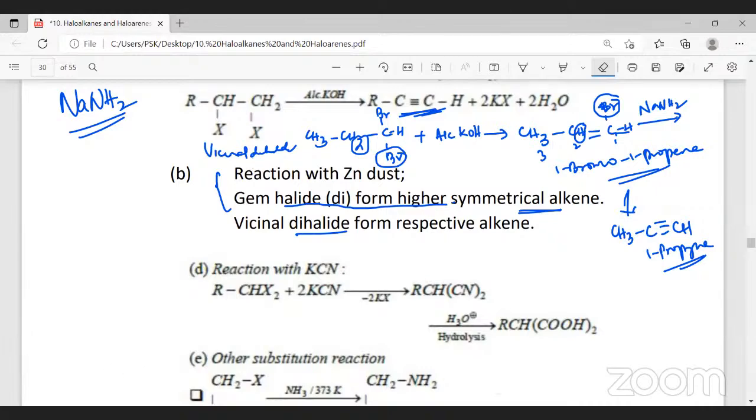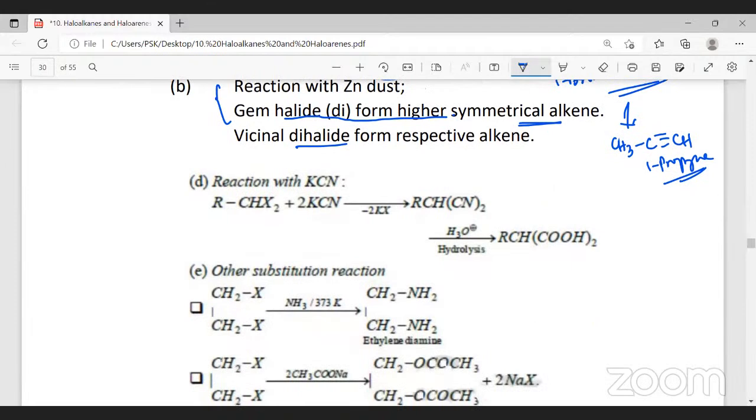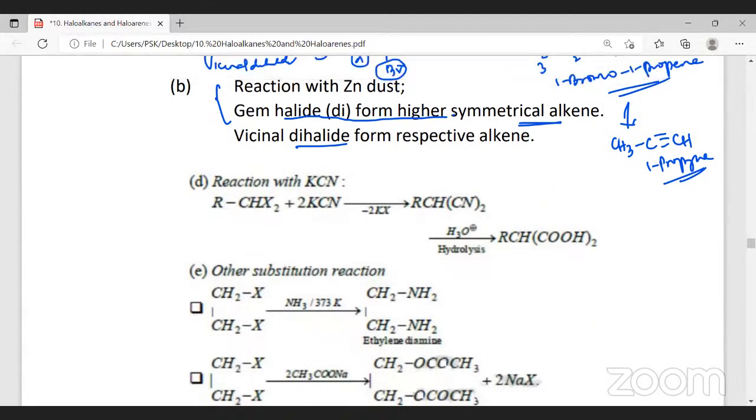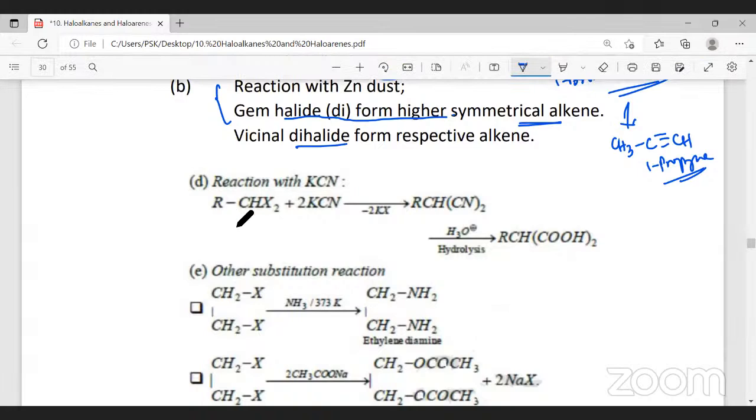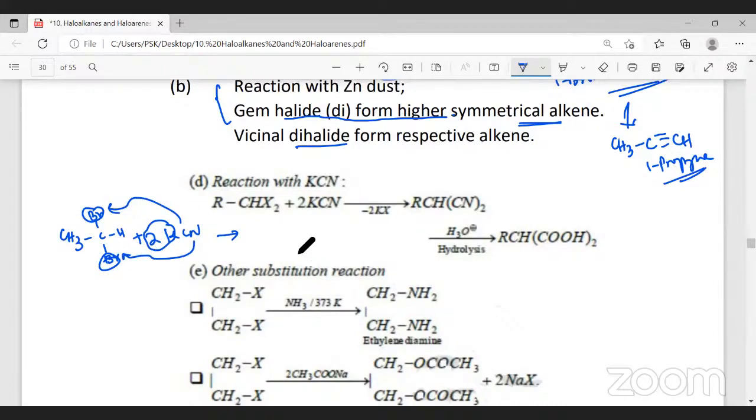Now, next is the reaction with KCN. Reaction of dihalides with KCN. Dihalides, the general representation is given. We will take CH3CHBr2, a geminal dihalide. When it's heated with potassium cyanide, 2KBr gets eliminated. In place of each Br, one cyanide attacks this carbon. So this is called a nucleophilic substitution reaction.